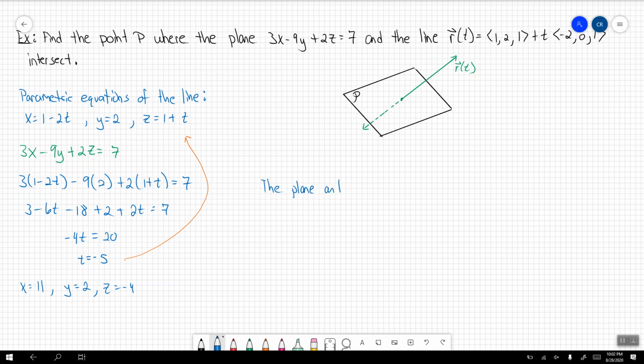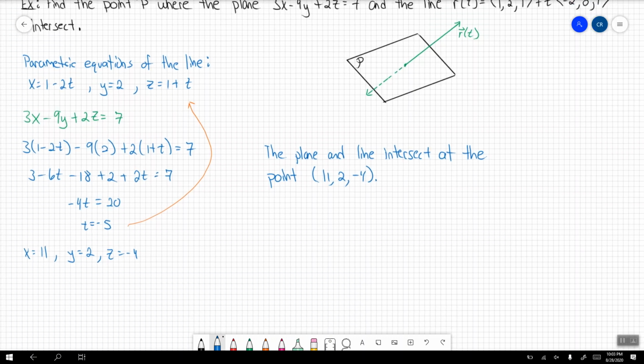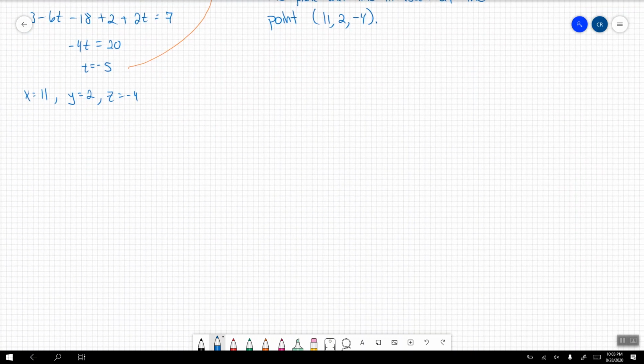The plane and line intersect at the point 11, 2, negative 4. Look at that. That's all there is to it. Isn't that great? That's great. Awesome. We're going to keep going.